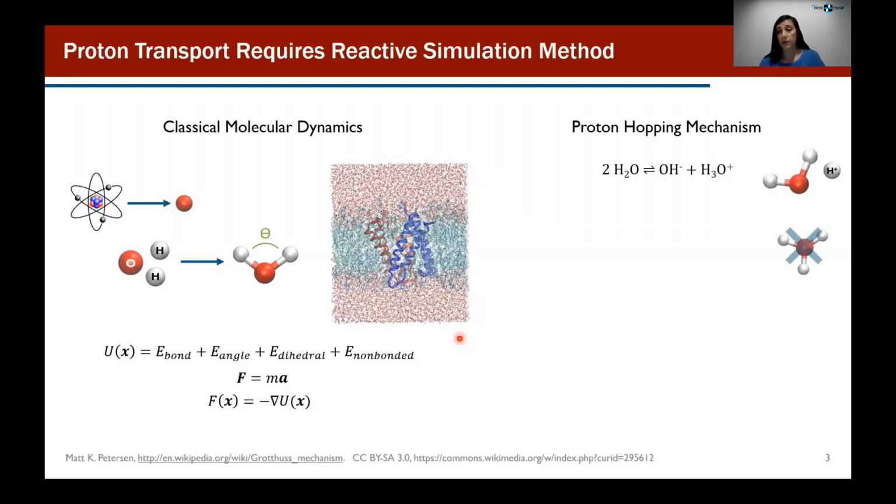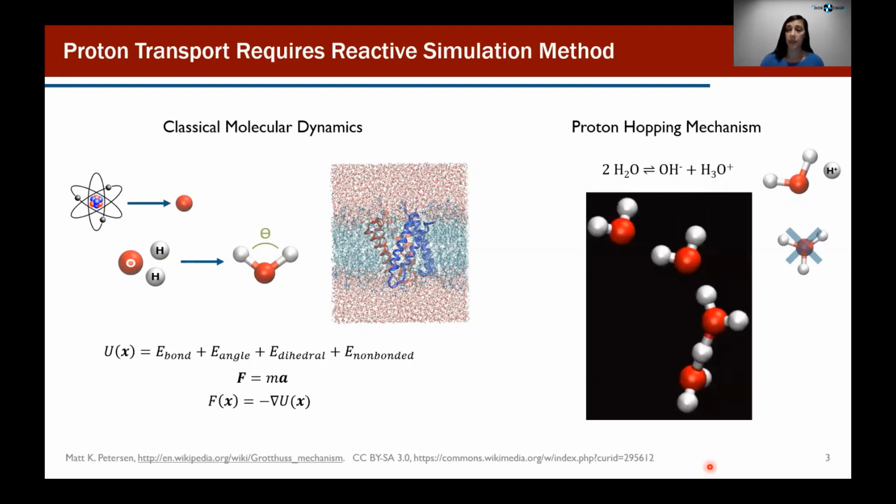For proton transport, however, classical molecular dynamics is not sufficient. So maybe you've seen this equation before from a general chemistry class, where water dissociates into hydroxide and hydronium. However, when you have this extra proton, the hydronium ion does not really exist in water. Instead it's part of a complex solvated molecule. And when protons are in water, they don't move as a hydronium ion. Instead, they hop between water molecules through what is known as the Grotthuss shuttling mechanism. And therefore, classical molecular dynamics, where you have fixed bonds, is not sufficient to study this.